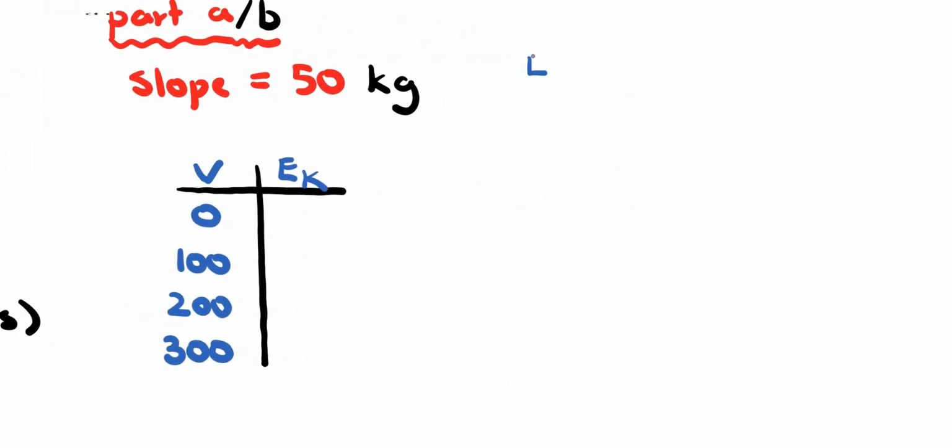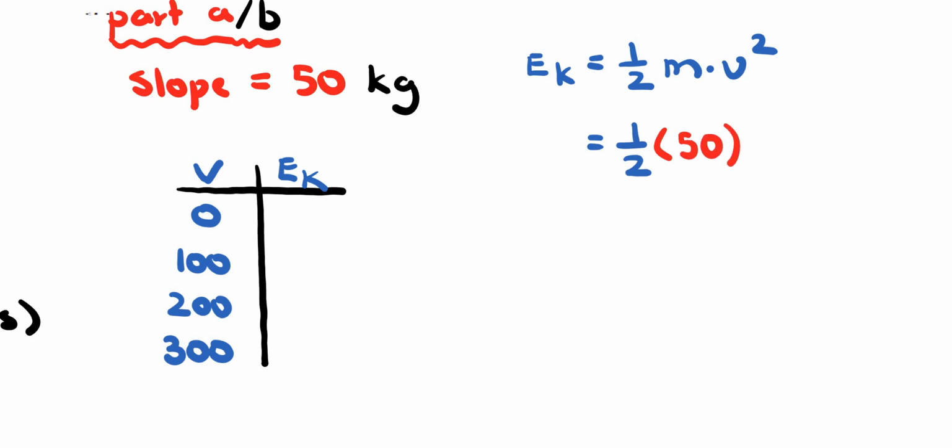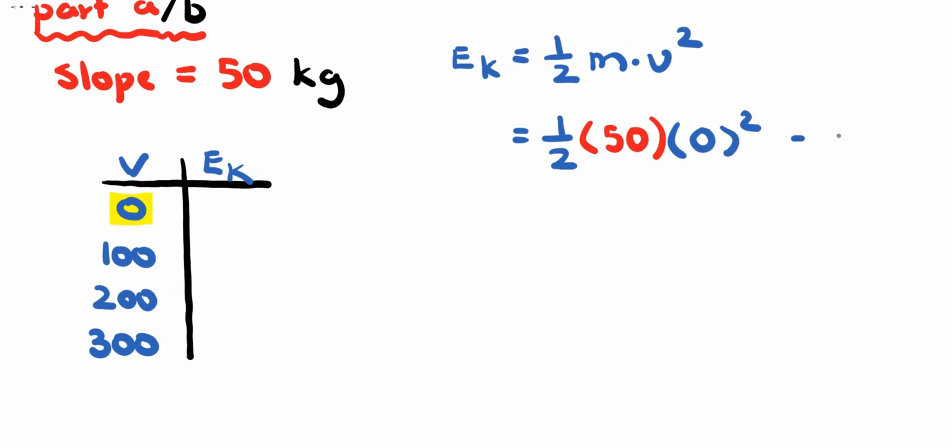Okay, so if I want to find my kinetic energy, we know that's equal to 1/2 times the mass times the speed all squared, right? So in our first case, we have 1/2, and the mass is always going to be 50. And then we're going to multiply that by our first speed or velocity data point, which is going to be 0. So 0 to the power of 2 equals 0. So there's going to be a 0 over here.